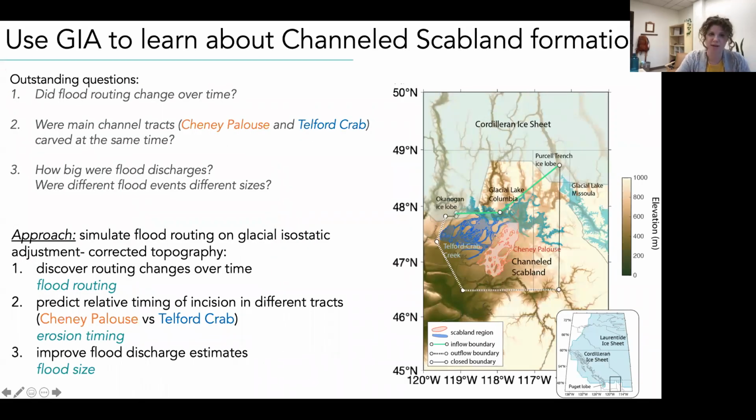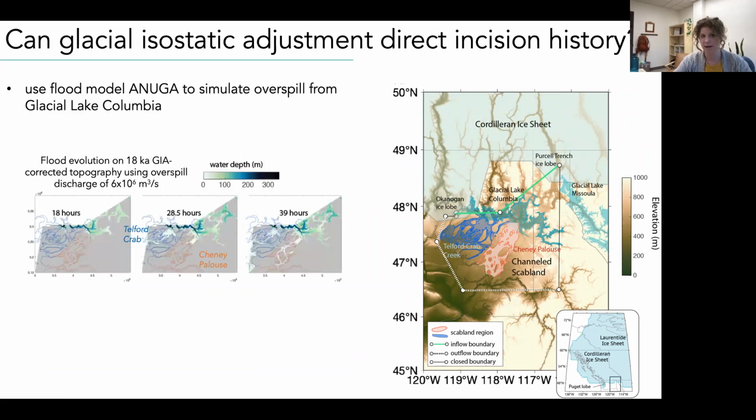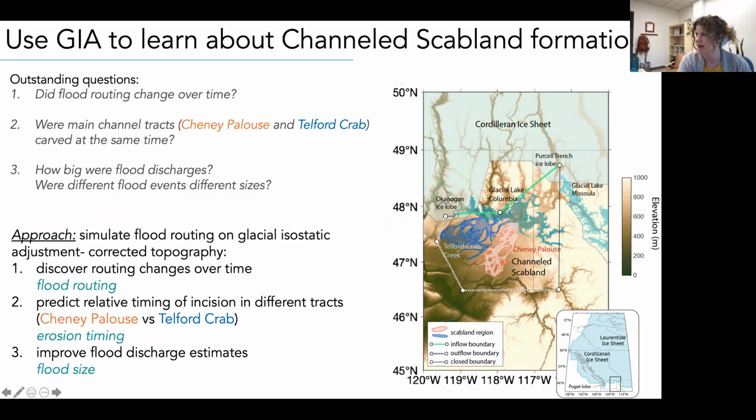Okay, so this is the approach that I'm going to take. I'm going to simulate flood routing on topography that's corrected for glacial isostatic adjustment. So I'm basically taking present day topography and correcting for that topographic change that we saw in the previous slide. And then we'll see whether we can discover if there were routing changes over time due to this topographic change, and whether we can predict the relative timing of erosion in each of these different tracks. And then ultimately we'll circle back and say whether we can say anything about what flood size was.